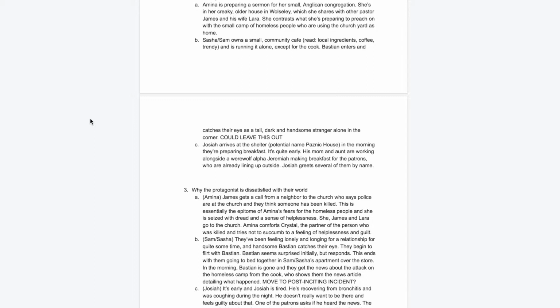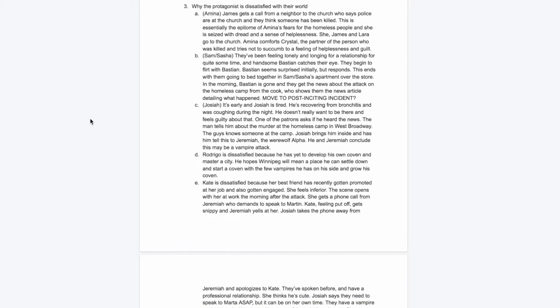Here she is, has her small congregation, and she's also got this small camp of homeless people, and I think what I'm trying to convey here is that she feels like there's a bit of a disconnect between the two things. Alright, and then number 3, why the protagonist is dissatisfied with their world.